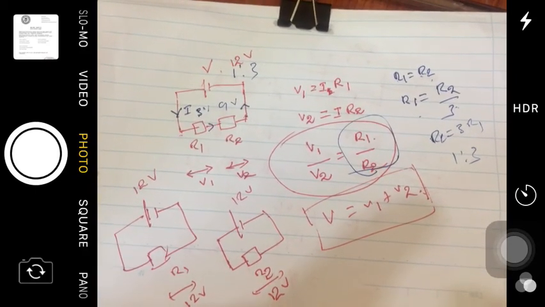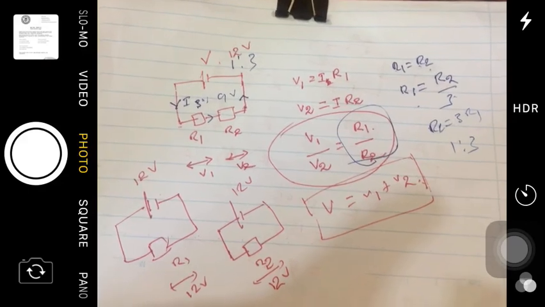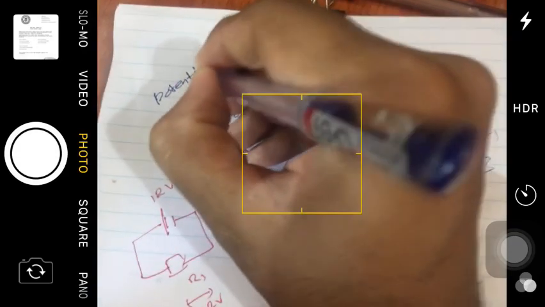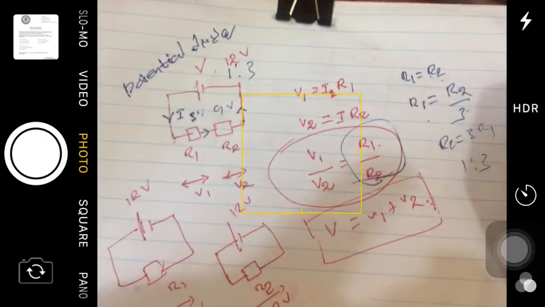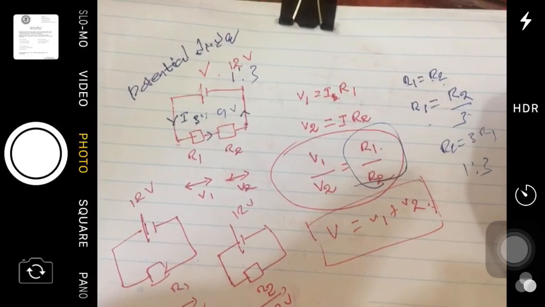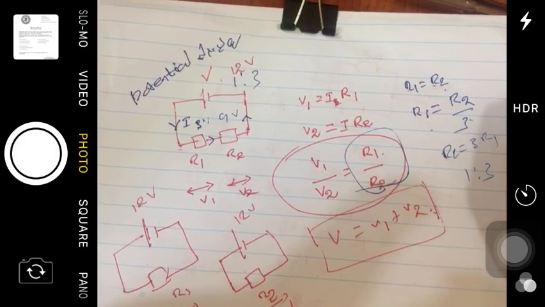Okay. This fundamental idea is called potential divider. If I were to name this thing, I would have named it as potential sharer rather than divider. The word dividing is very unloving and unkind.